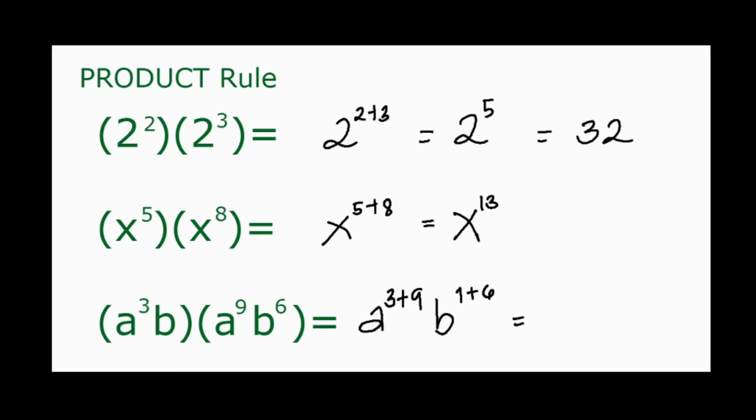Therefore, for our a, the exponent would be 3 plus 9 equals 12. And for b, the exponent would be 1 plus 6 equals 7. Therefore, the product of a cubed b times a raised to 9 b raised to 6 is equal to a raised to 12 b raised to 7. And that's it.